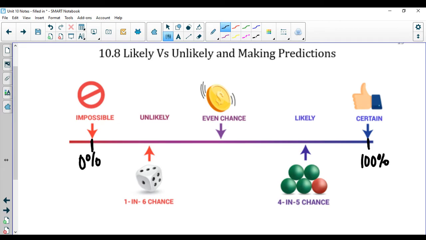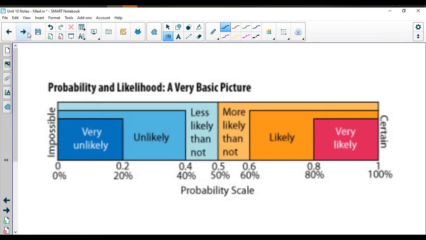So if you think about predicting with the weather, we talk about having a percent chance of things happening. Unlikely is down here in this category, for example, a 1 in 6 chance. The even chance would be like flipping a coin, getting heads or tails, and this right here is a 50% chance of happening. Likely would be something like a 4 in 5 chance, so that would be 4 out of 5 or an 80% chance. So this is one continuum that you can take a look at to help guide you. Another continuum is right here.